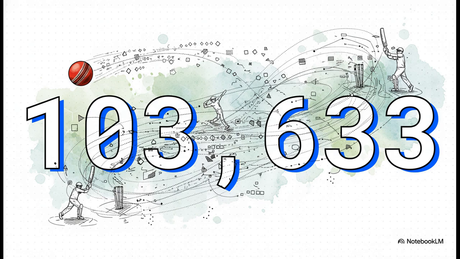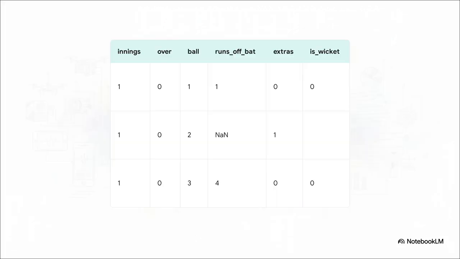To build the foundation for this simulator, a synthetic data set of 500 T20 matches was generated. And that created, well, look at that number, over 100,000 unique ball-by-ball records. Every single delivery, a data point. But here's the thing about raw data. It's almost always messy. I mean, look here.